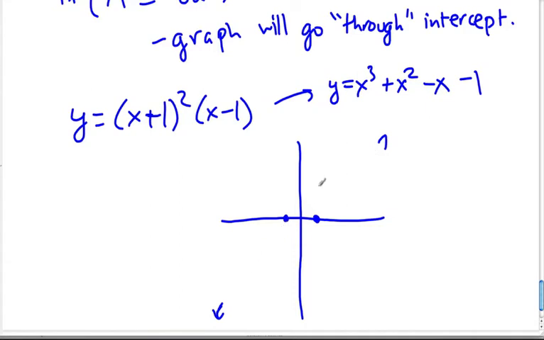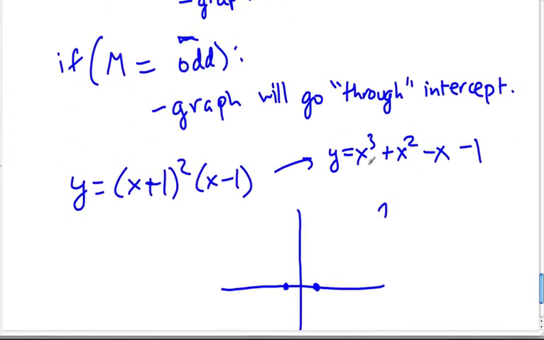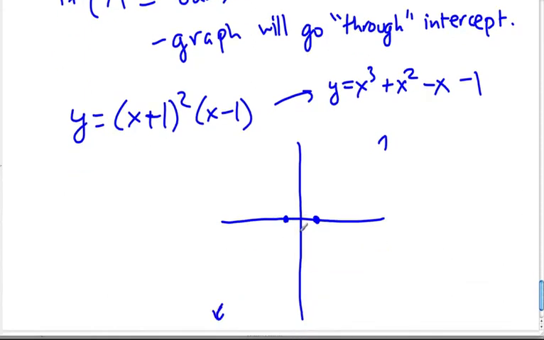So we start over here, end over here, and pass through these points, but we have to find something else. We're going to find the y-intercept. How do we do this? If the y-intercept exists, then x must be 0, so let's find the y-intercept. 0 cubed is 0, 0 squared is 0, minus 0, so 0 plus 0 minus 0, that's 0, minus 1, so negative 1. So our y-intercept is right here.